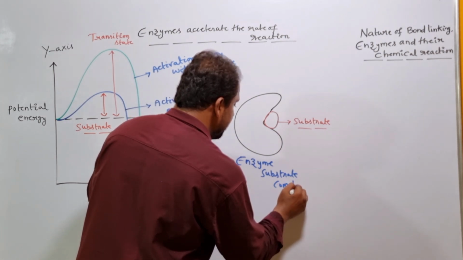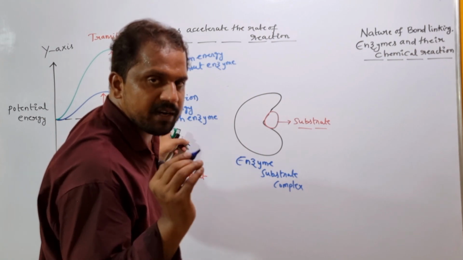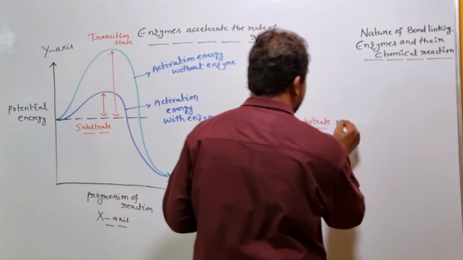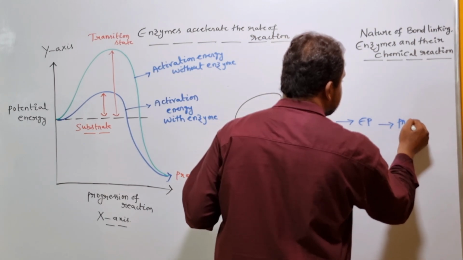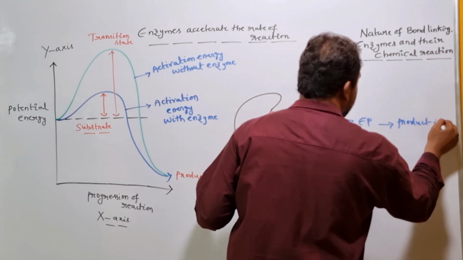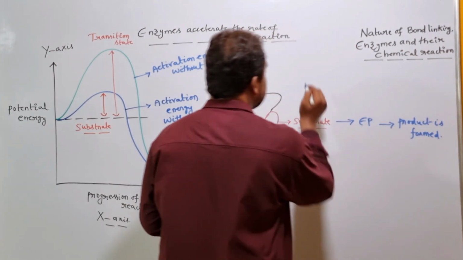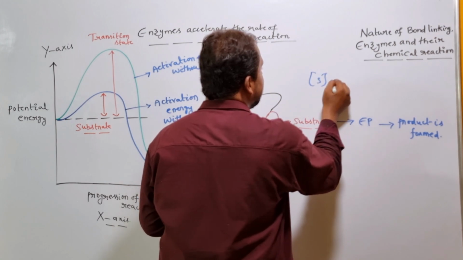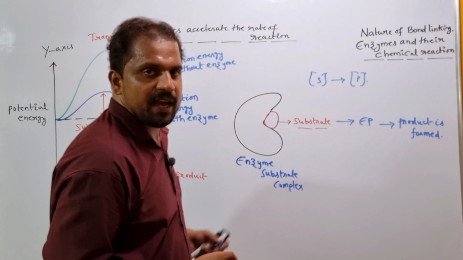Enzyme substrate complex. It further turns into what? Enzyme product complex. And at the end, the product is successfully formed. So symbolically, the substrate gives rise to what? Product. Is it clear? Now let us have a look.